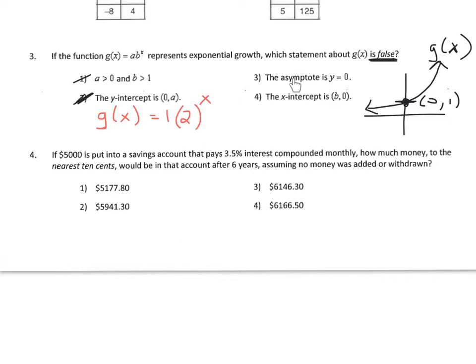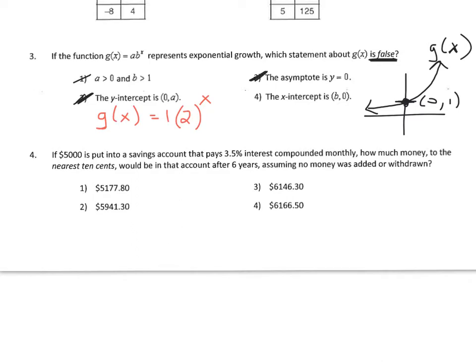So choice 3, the asymptote is y equals 0. Now remember, an asymptote is a line that the graph comes closer and closer to but never reaches. So see how the graph is coming closer and closer to the x-axis? The x-axis here would be our asymptote. And the equation of the x-axis is y equals 0. Whenever we have a horizontal line, it's always y equals, and wherever it crosses through the y-axis, that's y equals 0. So that's a true statement.